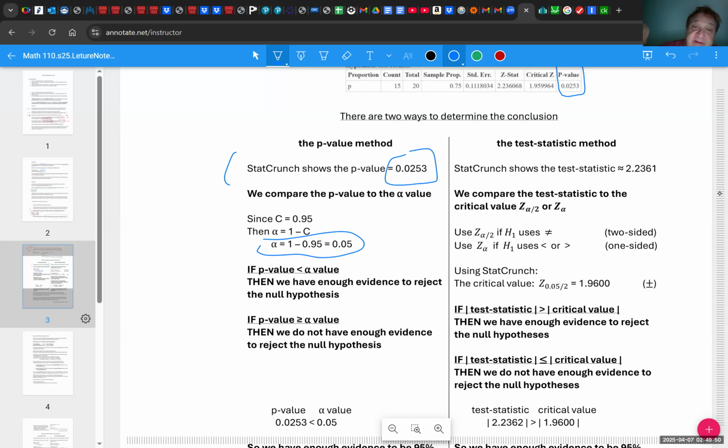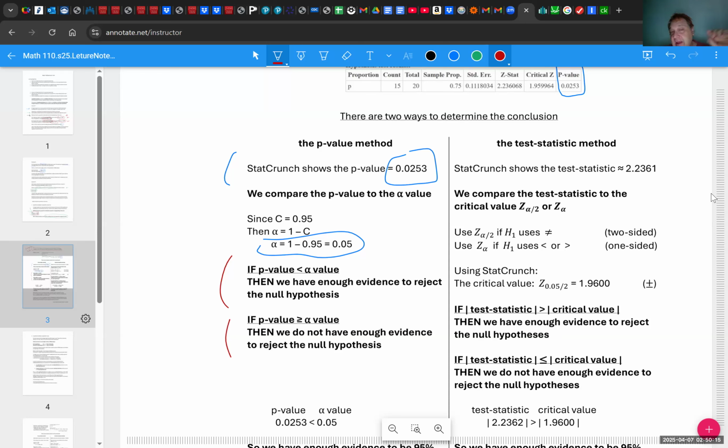And then we basically have a binary choice. If the p-value is smaller than the alpha value, then we have enough evidence to reject the null hypothesis. However, if the p-value is greater than or equal to the alpha value, the significance value, then we do not have enough evidence to reject the null hypothesis. Remember, there's only two options. Either we have enough evidence to reject the null hypothesis, or we do not have enough evidence to reject the null hypothesis.